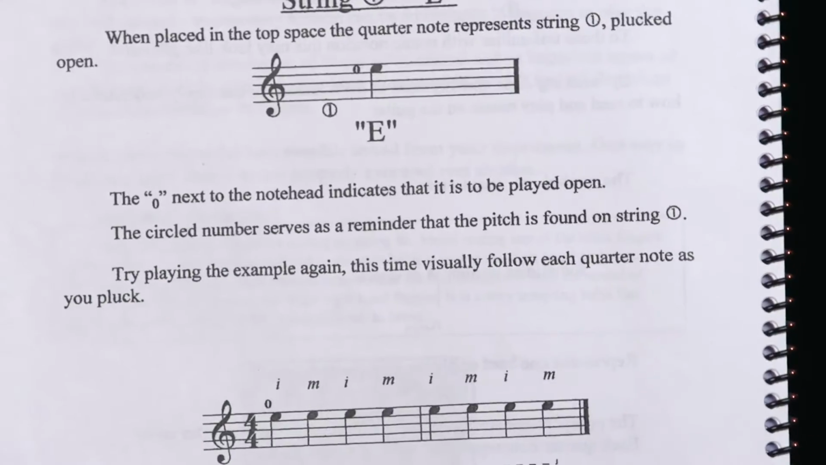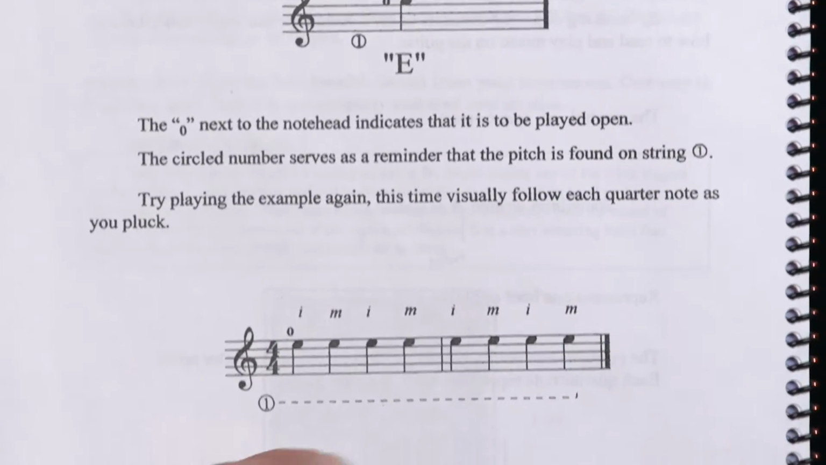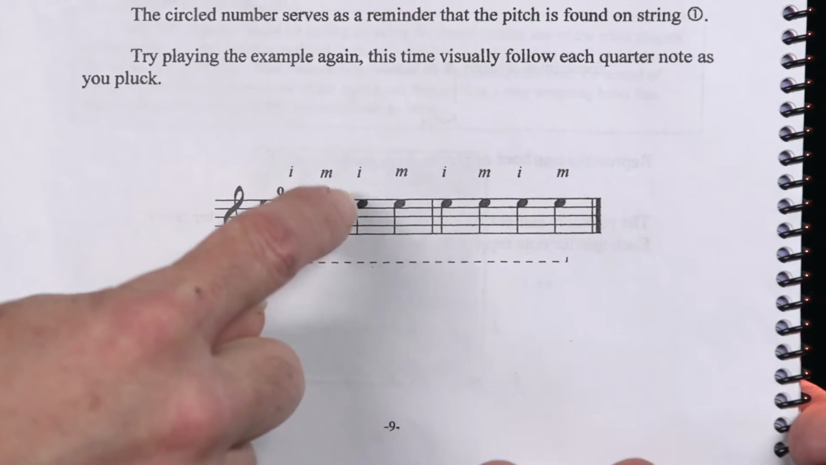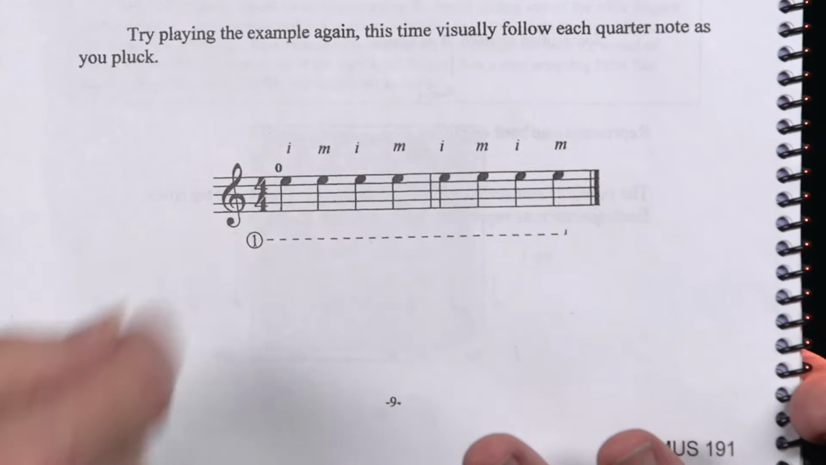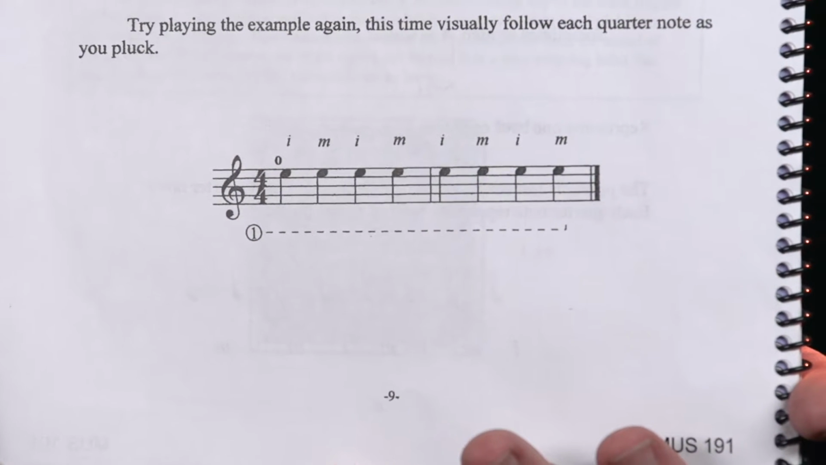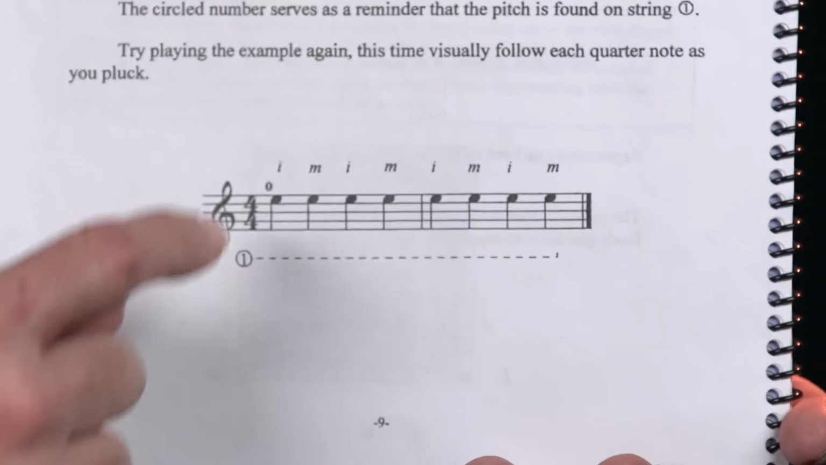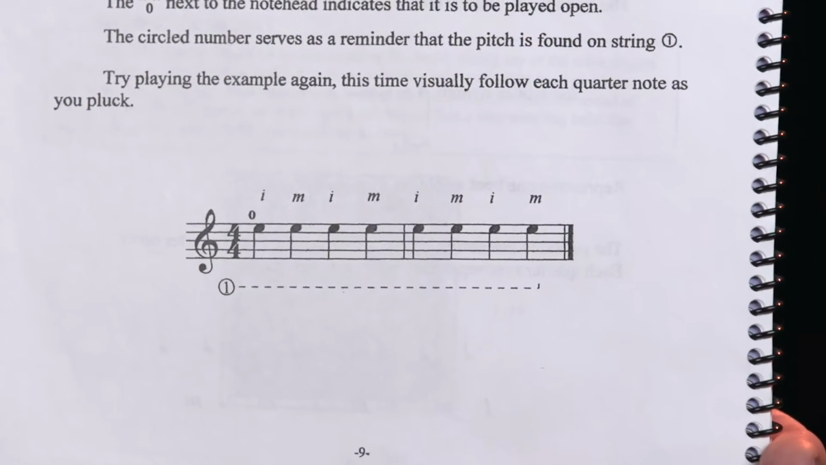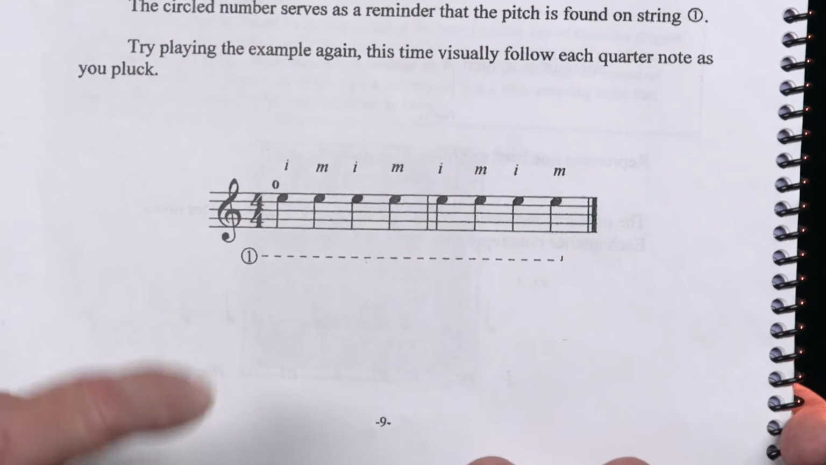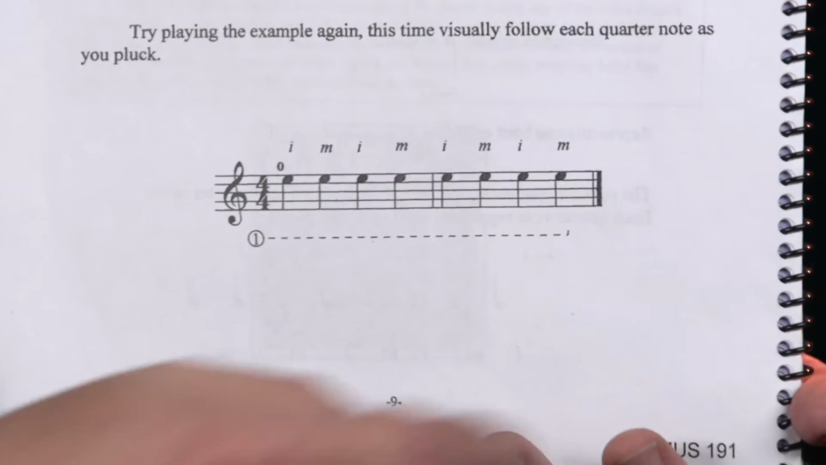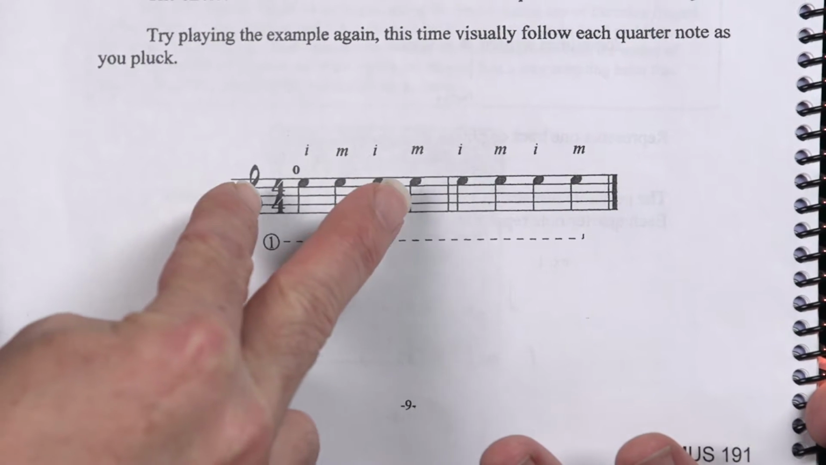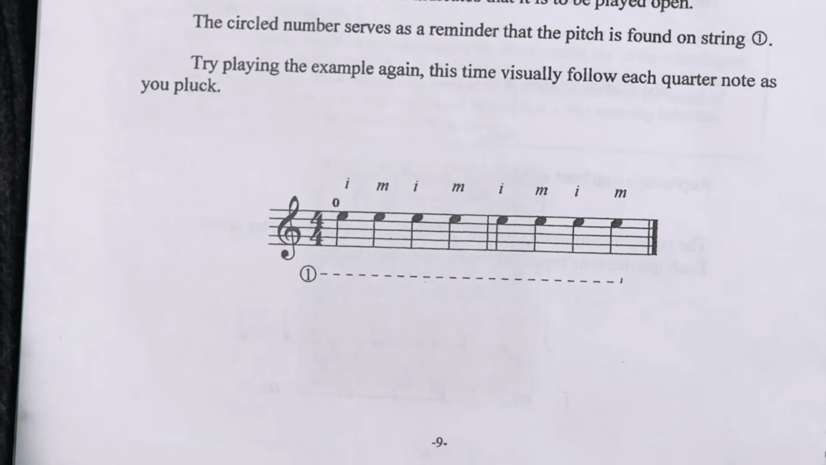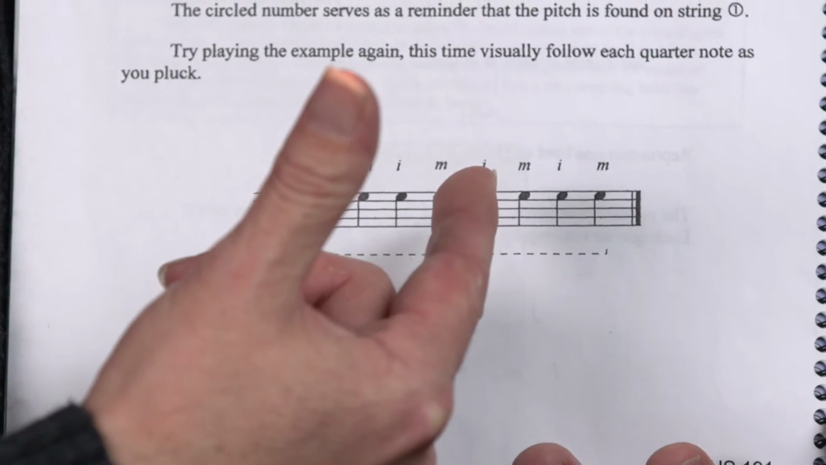So let's go now to the bottom of page 9 and look at this example again. You have here 4 plus 4 of those E's, which represents the first string open. The I and the M, I, M, represents the right hand fingers that you're going to be using to pluck, or already used to pluck. The circled number represents string 1. Now notice that we divide these into regular groups of 4. That helps us keep track of the music, and it also organizes it visually.